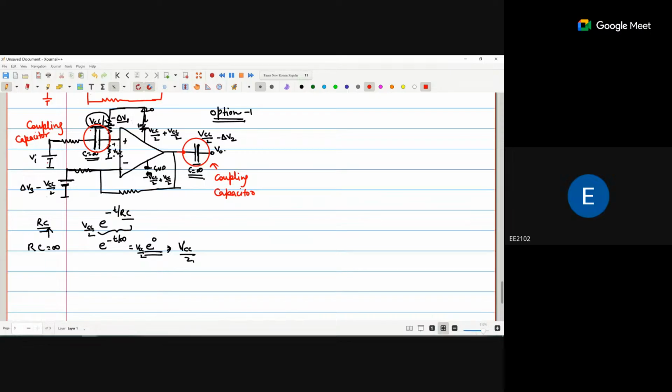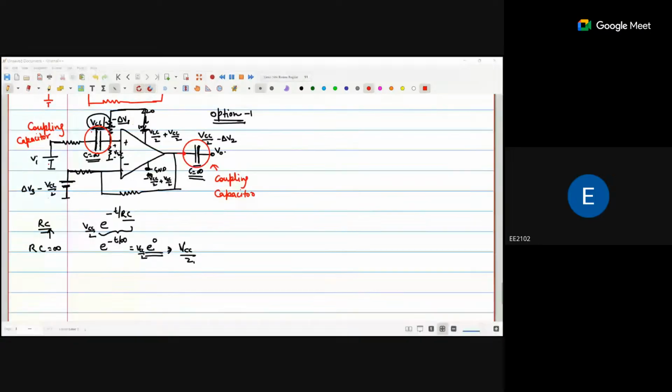Any other doubt? Sir, then in the negative terminal, from where do we give VCC by 2? We use that same capacitor to provide the VCC by 2 here.